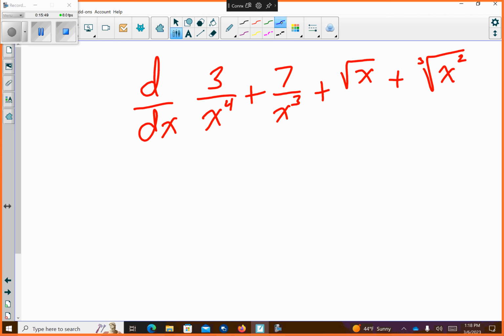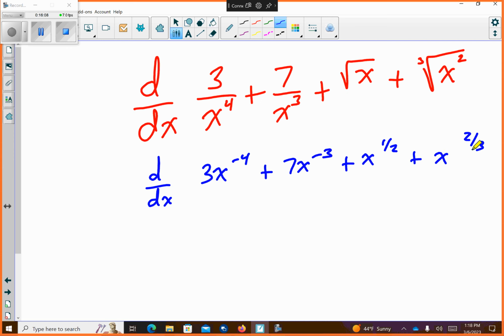So the first thing you're going to do on this problem, before you do any derivatives, is realize I could do 3x to the negative 4 plus 7x to the negative 3 plus x to the 1/2 power plus x to the 2/3 power. So it's a matter of realizing how I convert denominators to bring them up, and radicals to become certain fractional powers. You go from there.